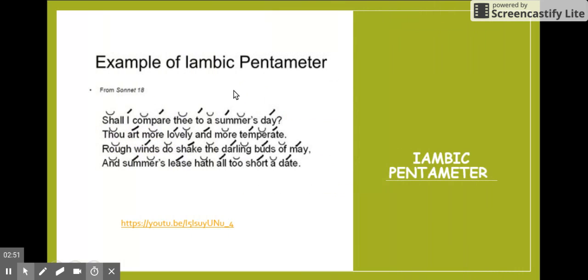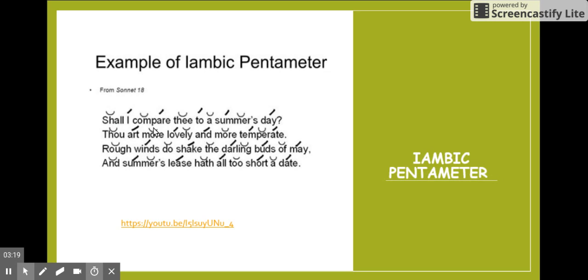So here's an example of iambic pentameter from one of Shakespeare's sonnets or poems. Now I want you to pay attention to how I say this poem or part of a poem, and how my voice sounds in each of these things as I say them. So if you notice, this is the U shape I was talking about, and this is the dash symbol I was talking about. Now I want you to pay attention to how I read this.